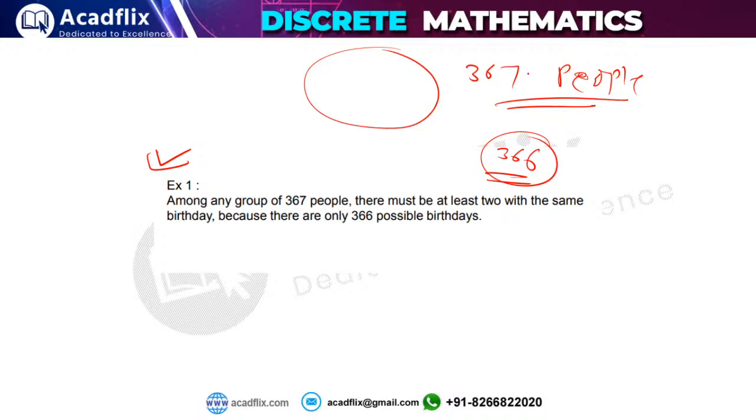But the number of people is 367. So the number of days is 366 and the number of people is 367. So at least 2 people must have the same birthday, right? It is guaranteed that at least 2 people must have the same birthday, because there are 367 people and the number of days is 366. Okay, so this is the pigeonhole principle.